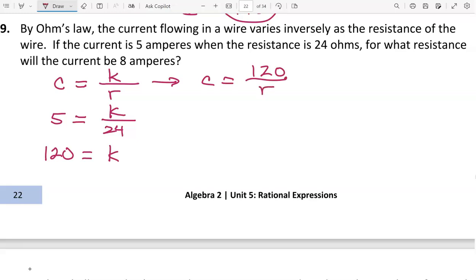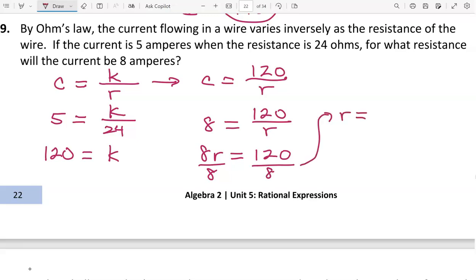So the question is, for what resistance will the current be 8 amperes? So 8 is the current, and R is unknown. I'm going to multiply both sides by R, and we get 8R is equal to 120. Now dividing by 8, that will give us a resistance of 15 ohms.